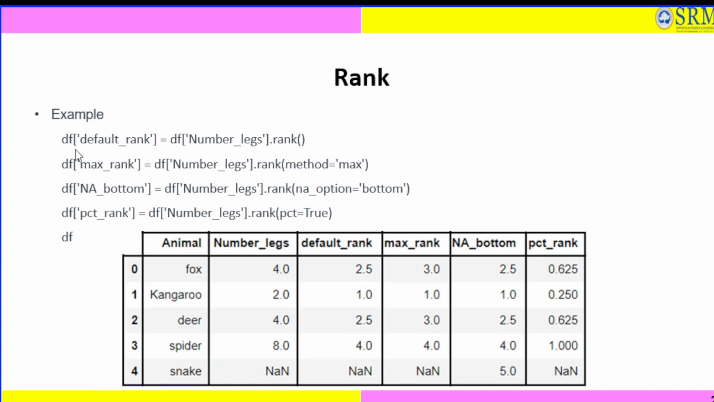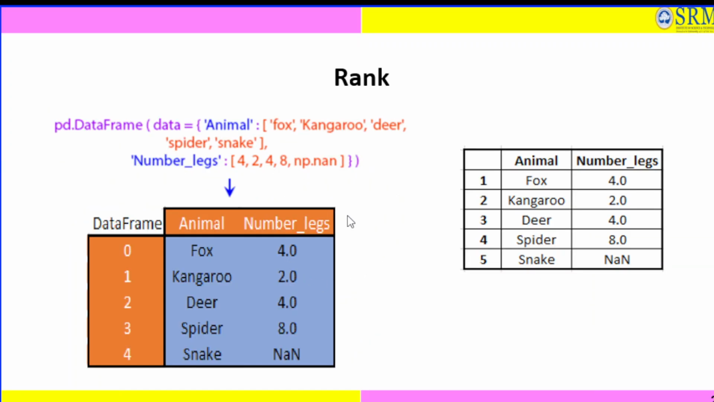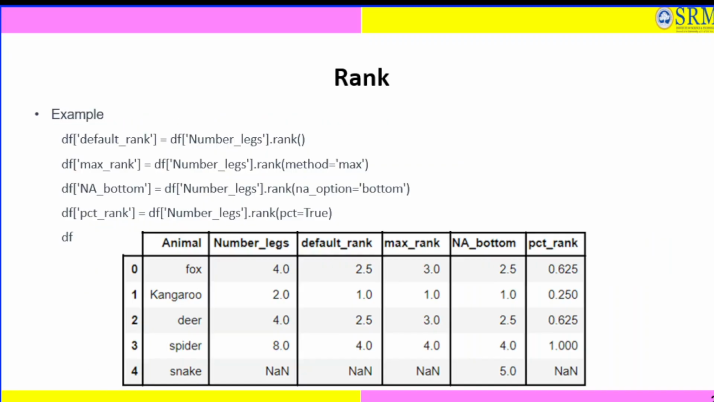Let's see here. You can see four different fields: df['default_rank'], df['max_rank'], df['NA_bottom'], df['pct_rank']. That means a default rank column will be added, a max rank column will be added, an NA_bottom column will be added, and the pct rank will also be added. That is why we have given them here. Now call the rank method on the respective column. Suppose I have some other column with some set of values, you use the label of that particular column and then call the rank method.